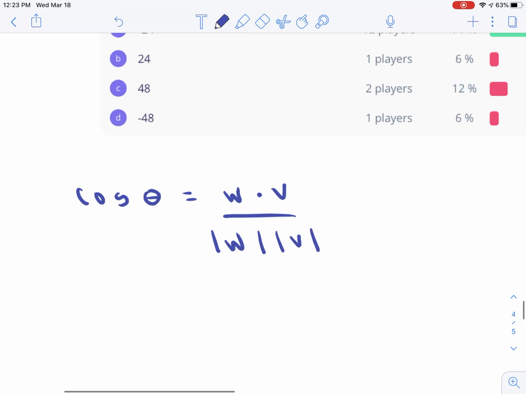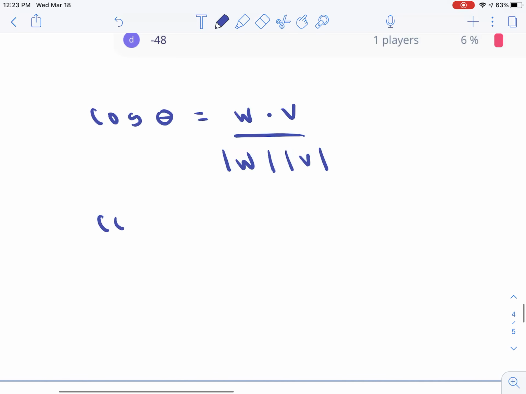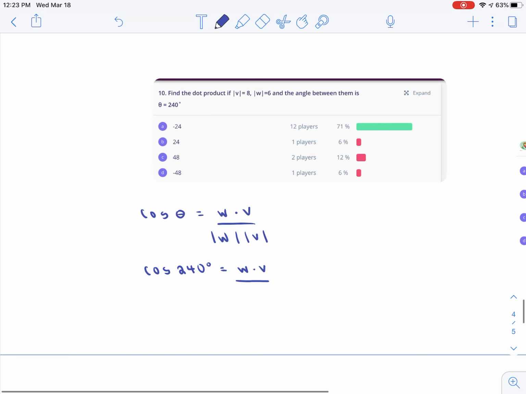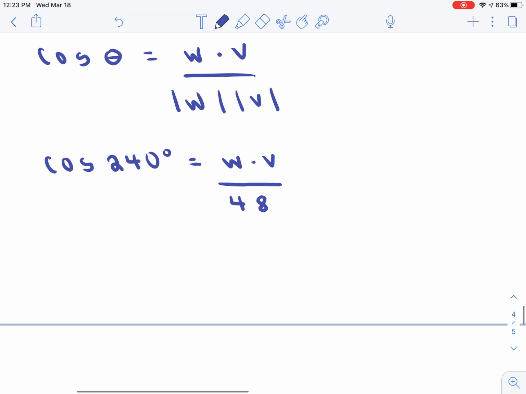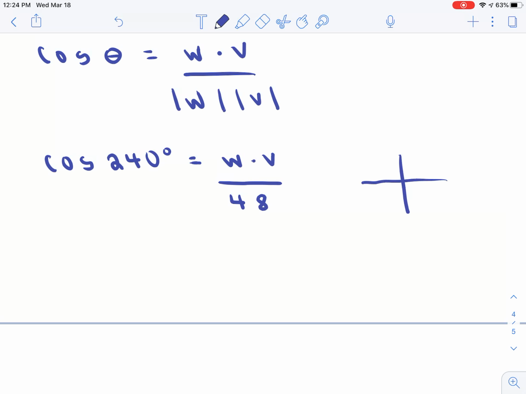Now, they gave us the angle as 240, so let's fill that in. Cosine of 240 is going to equal this dot product, which we're actually trying to solve for, over the product of the magnitudes, which we're told is 6 and 8 for each of them. So that product would be 48. Now, cosine of 240 is a quantity that we can find. If we're right here, 240 degrees, and I say the cosine, that's the x value, this whole quantity equals negative 1/2.